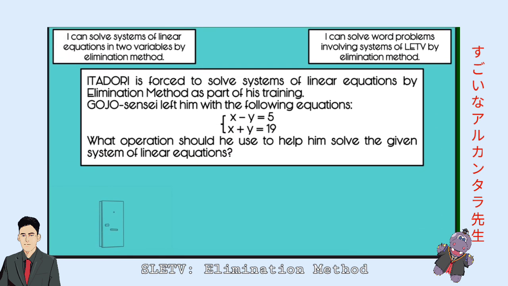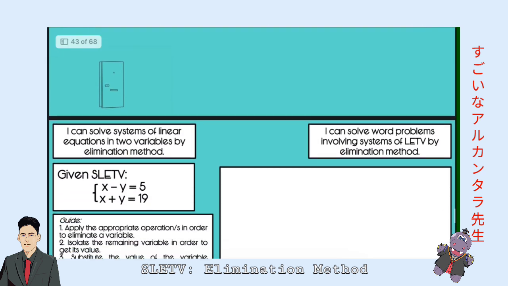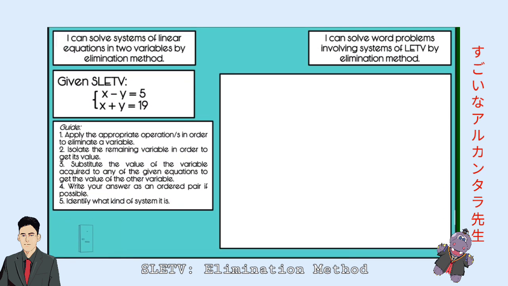So our first word problem: Itadori is forced to solve a system. This time around, it's the same given from the previous video, but in line with the elimination method. You have here x minus y equal to 5 and x plus y equal to 19. The important thing that I want you to understand is we have to apply an appropriate operation.